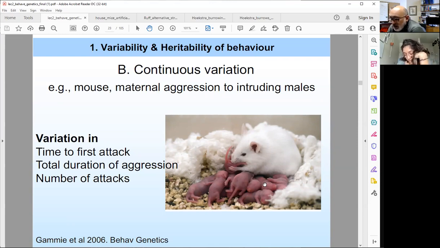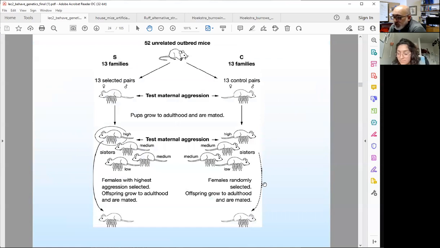And we know that they're variable. Some females are hyperaggressive, some females are less aggressive. So you can do a very similar artificial selection experiment. This is simply a diagram from the paper that this is taken from that articulates how the artificial selection experiment takes place. You take 52 unrelated outbred mice and divide them up into two sets of families. They're labeled S and C, so selected and control.